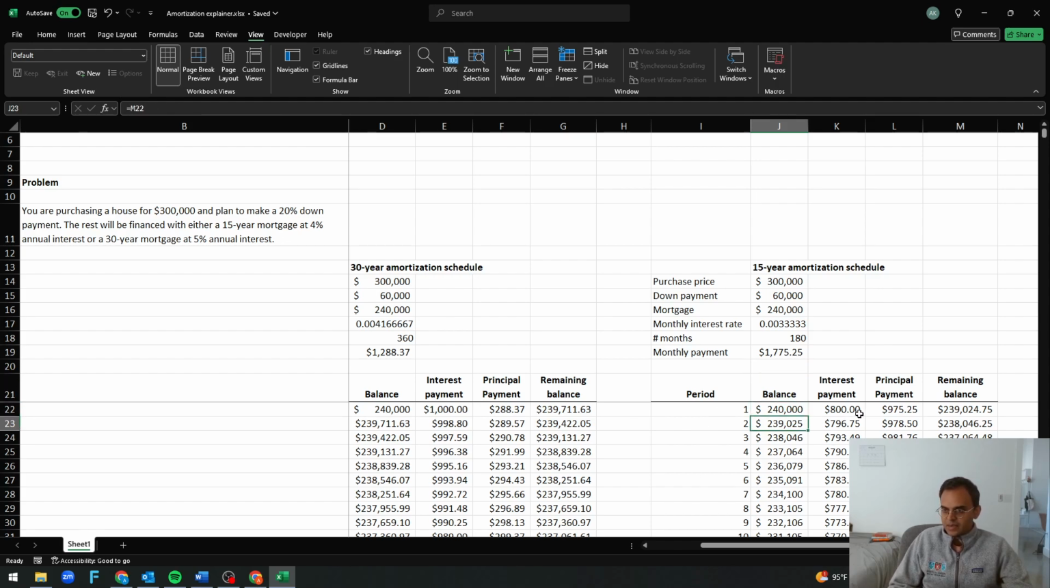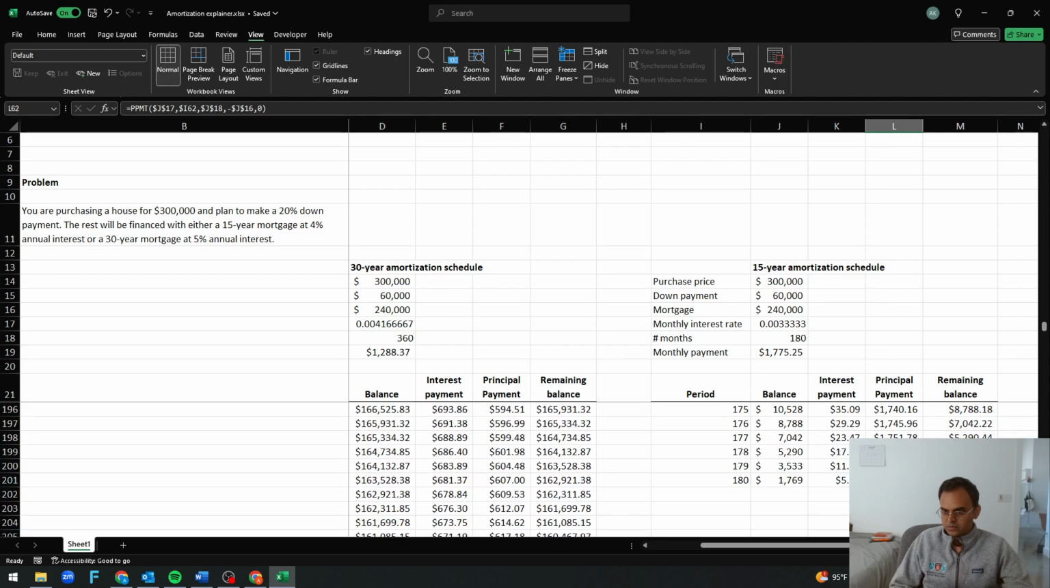And you can see we've got the same pattern going on here. The interest payment plus the principal payment is $1775.25. And it doesn't matter what period we look at, it's $1775.25. And we see the remaining balance on the loan keeps going down. And every month, our interest payments go down, but our principal payments go up, until in period 180, the remaining balance is 0 and the loan's entirely paid off.